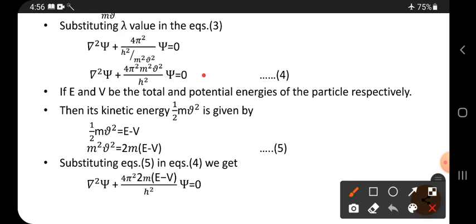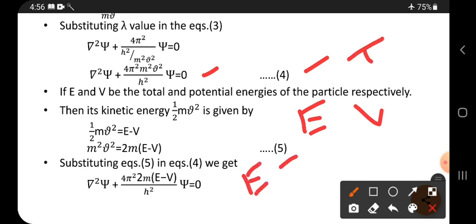Numerator, yes, it is fine. Now keep it as equation 4 like this. Now if E and V be the total and potential energies of the particle respectively. Generally total energy is denoted by E, potential energy by V, and kinetic energy by T. So we write E is equal to T plus V. Total energy is kinetic energy plus potential energy.